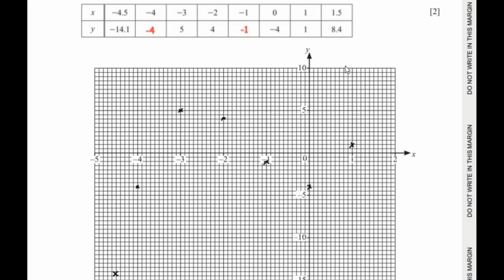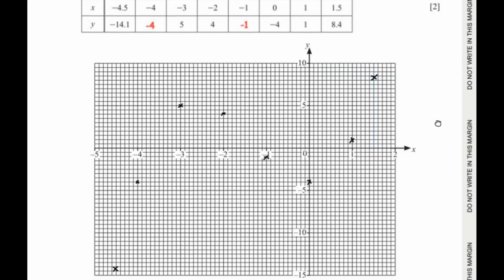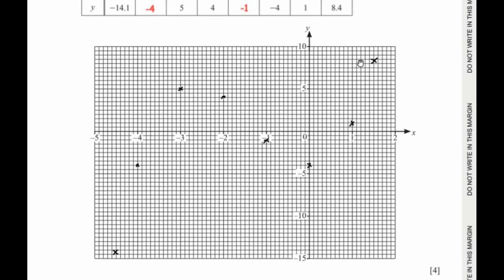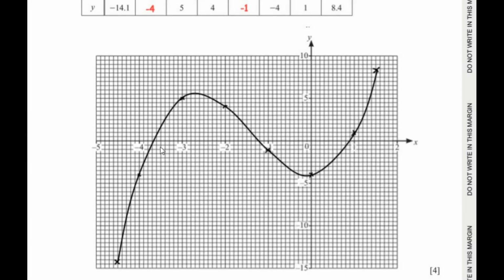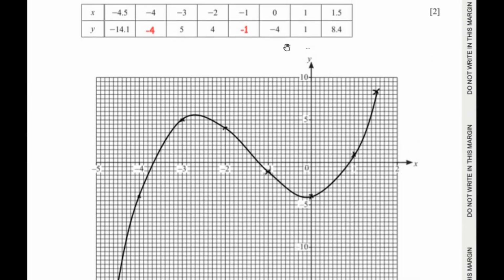And then 1.5 and 8.4. 1.5 is exactly in between 1 and 2. So it will be over here. So let me draw a line again. So this is 1.5 I have drawn and then it is 8.4. This is going to be 9 and this is going to be 8. Since it is 8.4, it will be very near to 8.5. So it will be somewhere around here. So this is the meeting point for the last coordinates. So we have got all the coordinates on the graph. So we have to draw a smooth curve now, this way. So this is going to be the curve touching all the coordinates of the table.